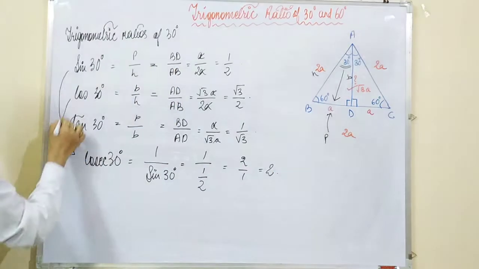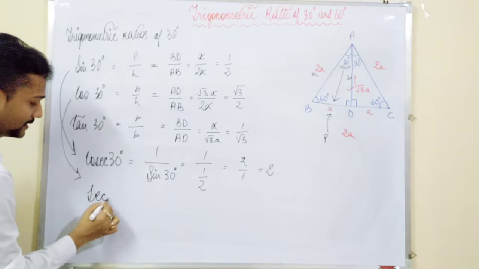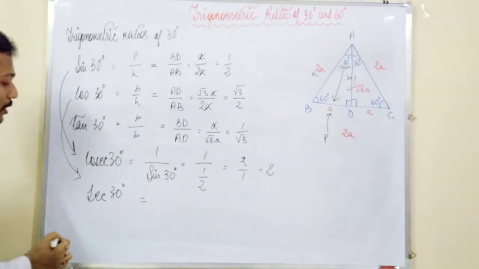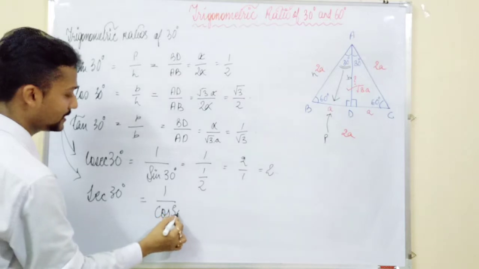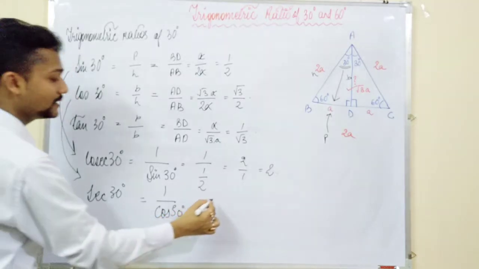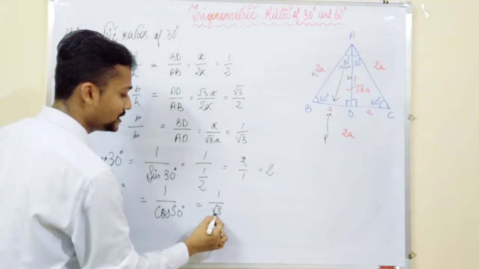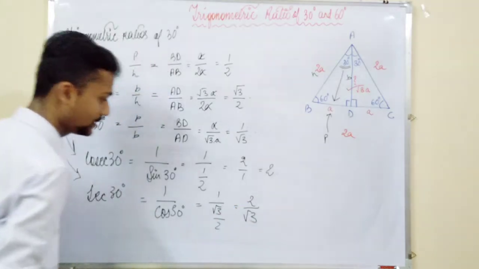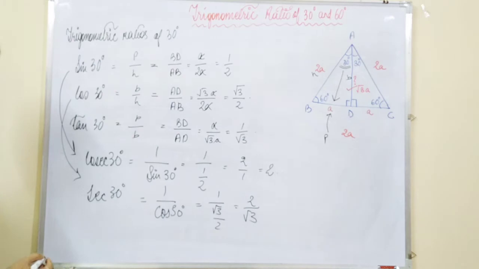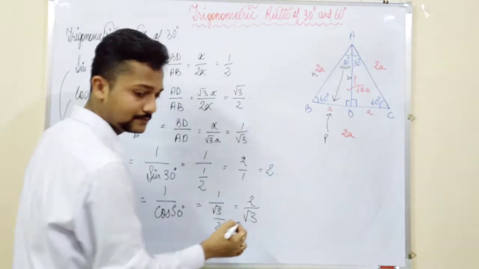Then sec 30 degree is equal to how much? 1 by cos 30 degree. So 1 by cos 30 degree is equal to 1 by root 3 by 2, which is equal to 2 by root 3, isn't it?